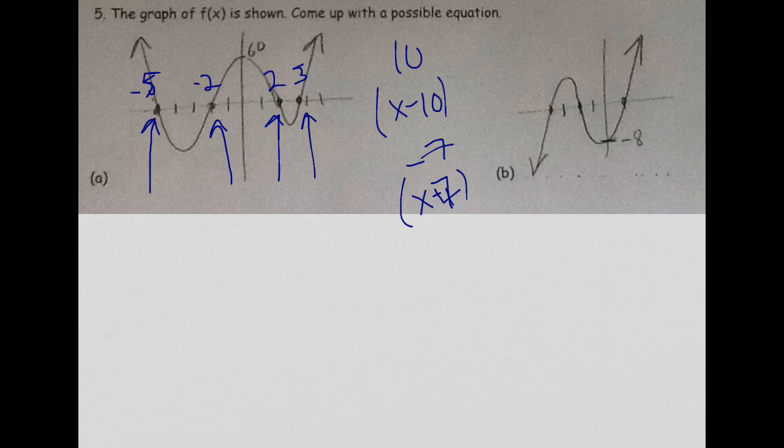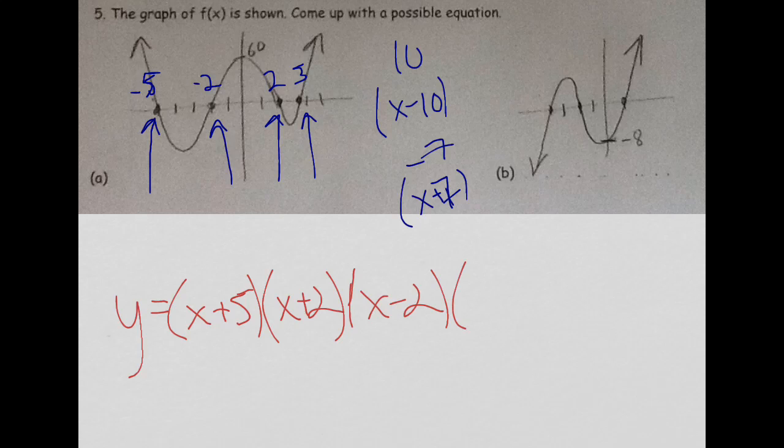So I would have y equals, the first parenthesis would be x plus 5, the next parenthesis would be x plus 2, the next one would come from the positive zero, which would give me an x minus 2, and then the last one is x minus 3.